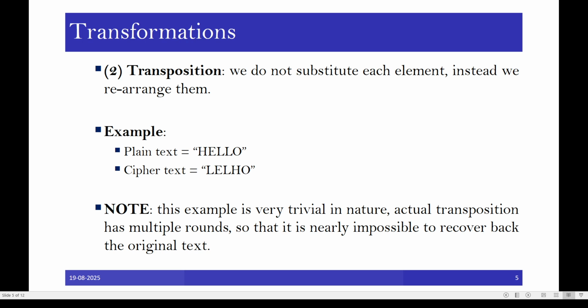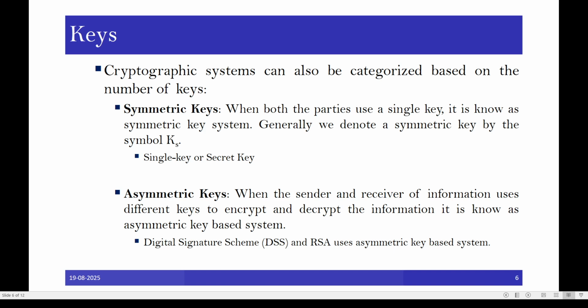But it should be remembered at this point that the plain text and the cipher text that we have shown here are very trivial in nature. An actual transposition doesn't have such mappings or such rearrangement. We rearrange that particular word or plain text using multiple transformations. Rearrangements are there, but the number of rounds is not fixed. So you change it many times so that you cannot get the original text after 12 or 13 rounds of transformations.